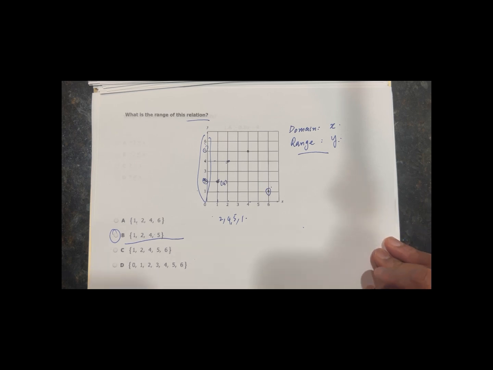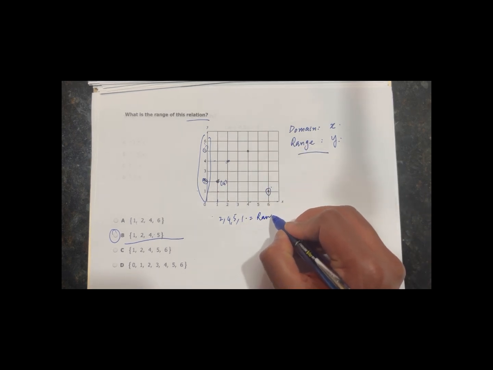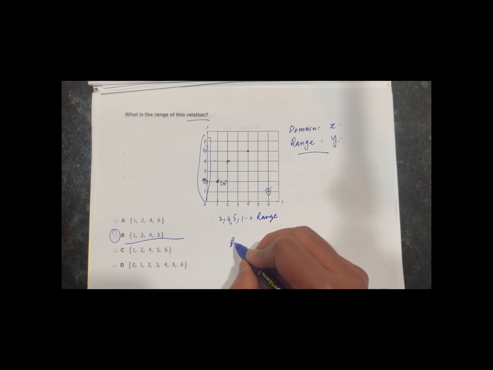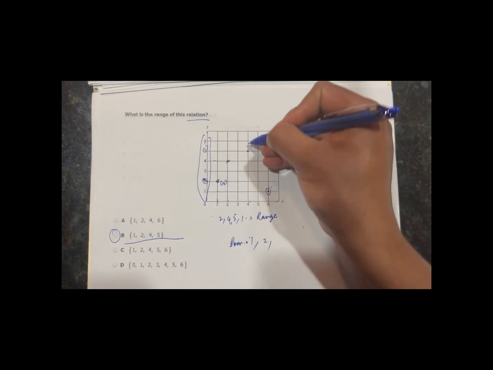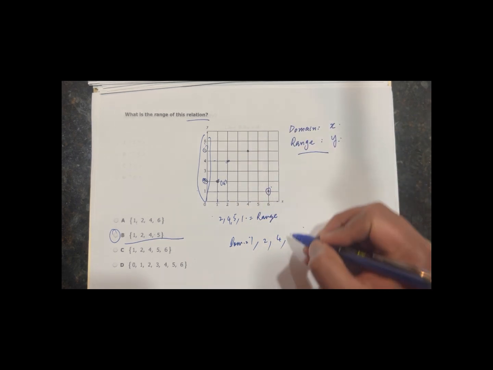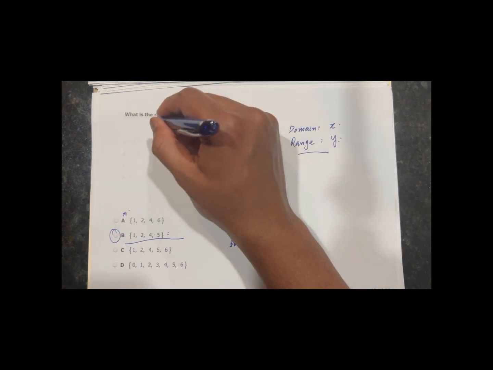If somebody were to ask you what the domain was, then what do you think this is? So this is range. The domain would be 1, 2, 4, and 6. This would be the domain. But this is the right answer because we're looking at the range.